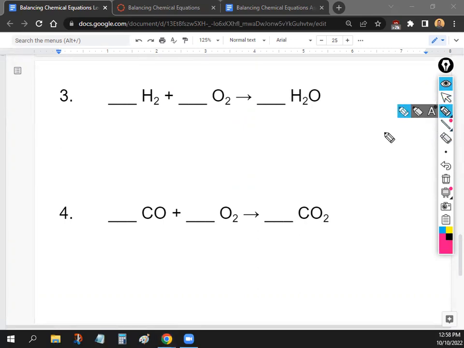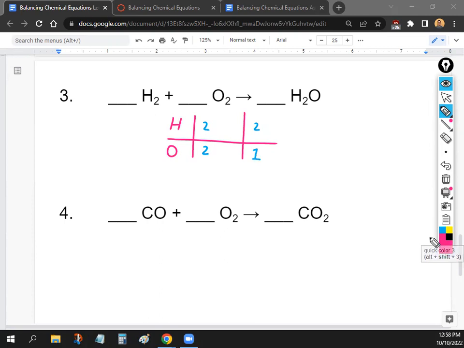Alrighty, guys. So let's go over number 3. What are the two elements you have in number 3? Yeah, hydrogen and oxygen. You got H and you got O. Okay. So on the left side, how many hydrogens do we have? 2. And how many oxygens? Good. And on the right side, 2 and 1. Okay, so this time it looks like we don't have enough oxygen on the right side of the arrow, right? So we got to add some oxygen to the right side.